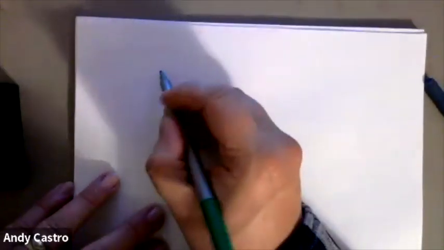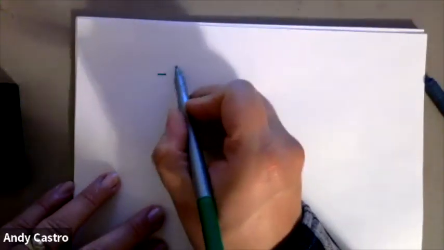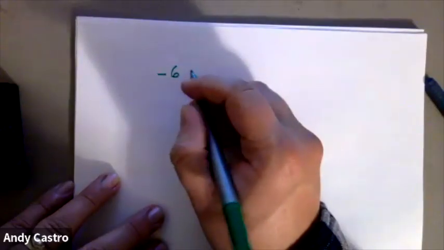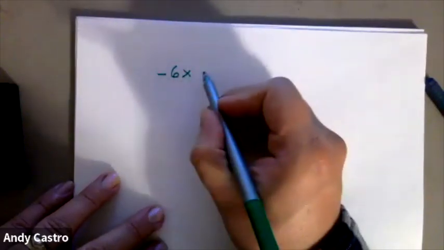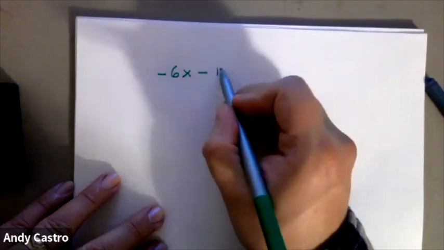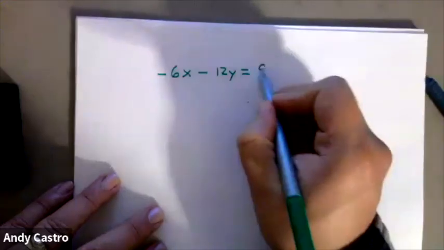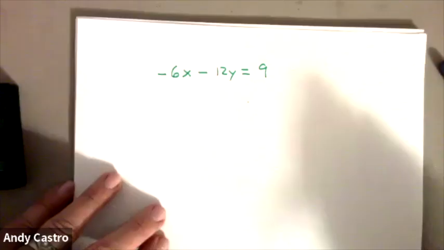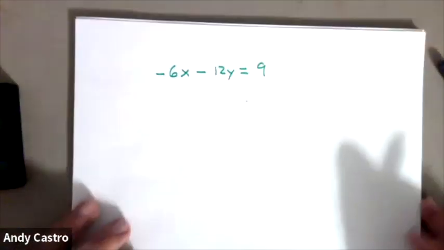All right. Now, let's start from standard form. So let's do -6x minus 12y is equal to 9. Okay. How do I graph this one?